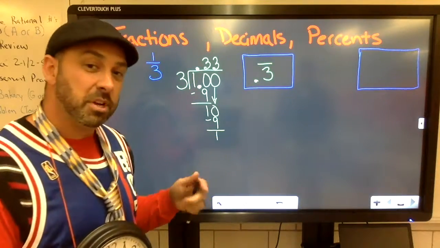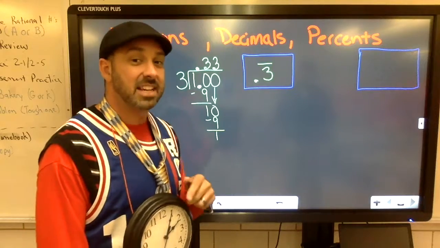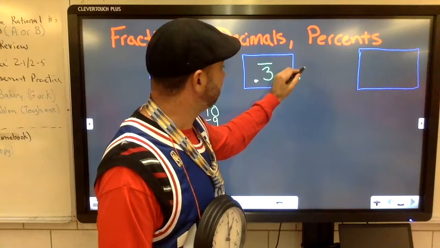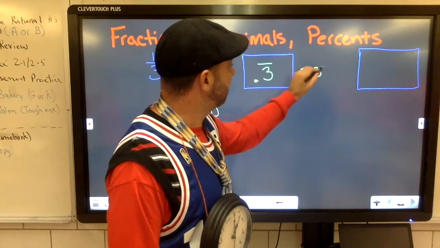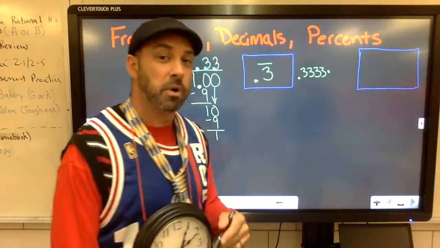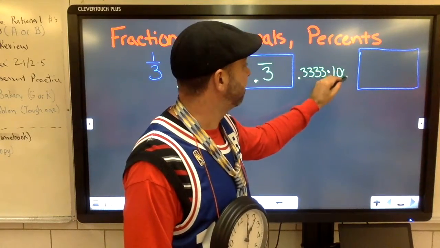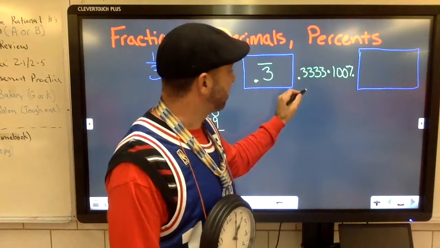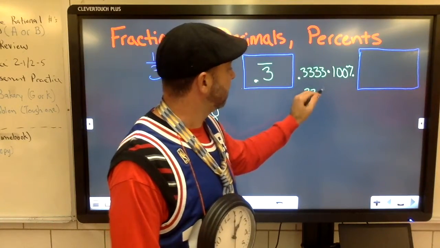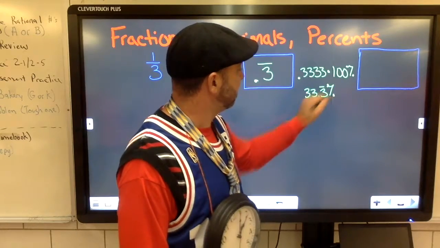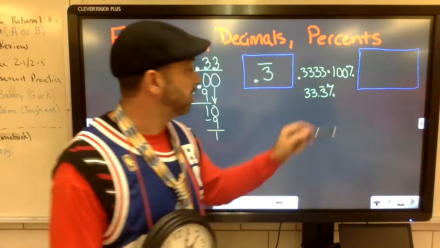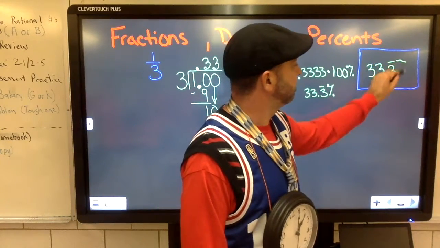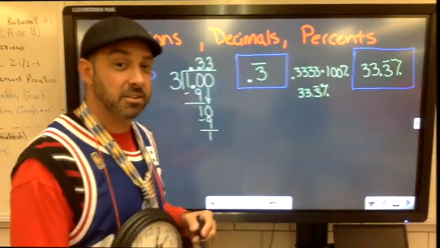Then if we have a decimal, we want to move it to a percent. And that's actually really easy to do as well. You take the decimal, 0.3 repeating, and you multiply it by 100 because percents are out of 100. When we do that, we get 33.3 repeating percent. Say that 3 times in a row. I bet you can't do it.